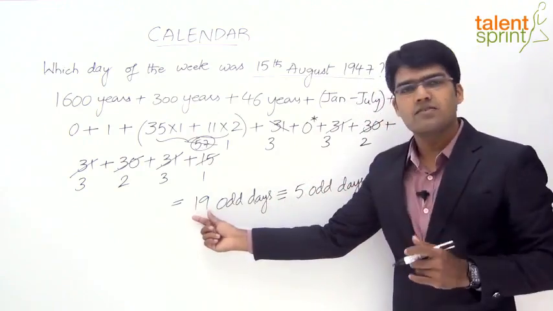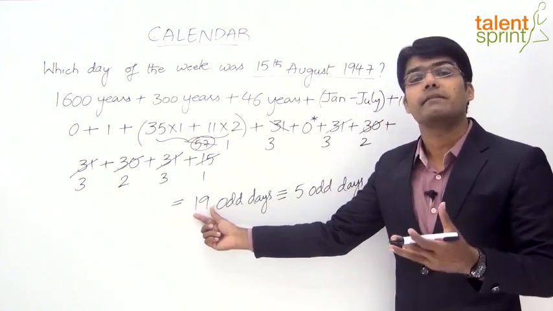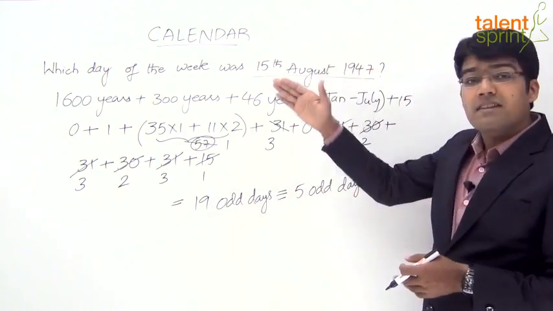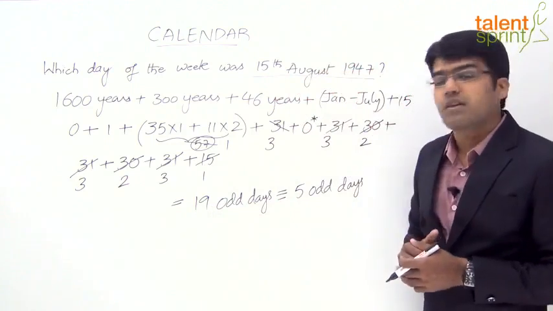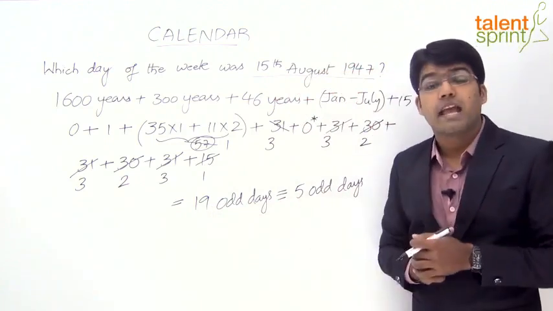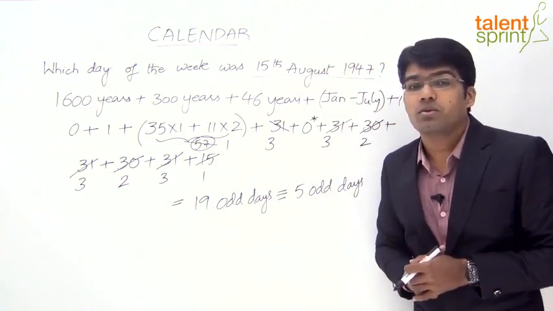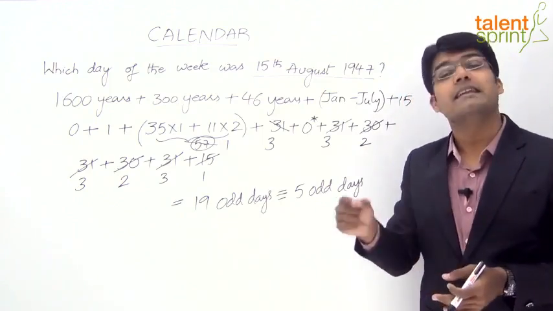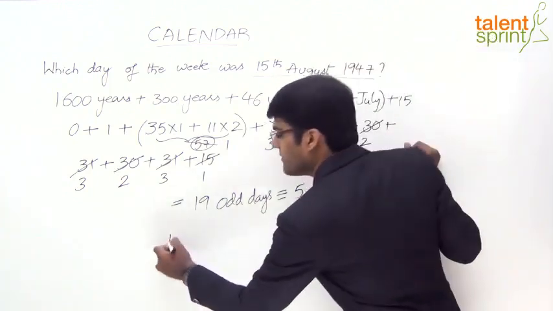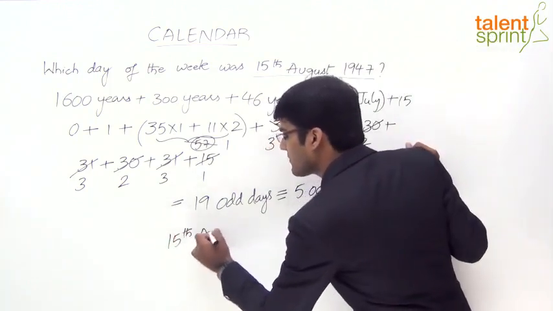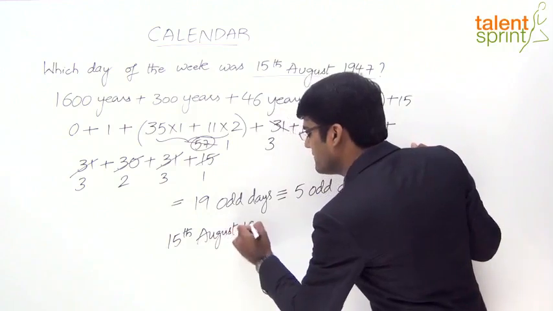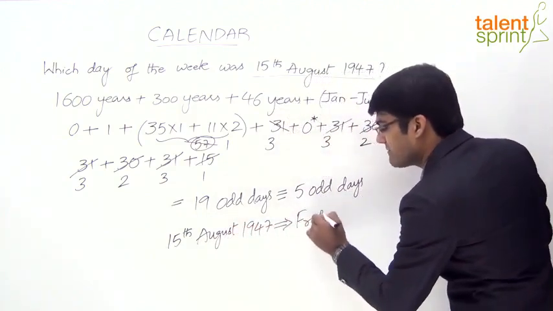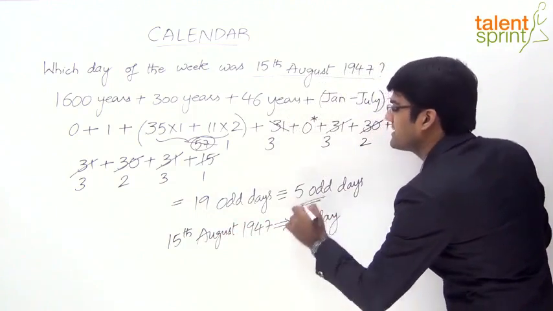Yes or no? 19 days is 2 complete weeks plus 5 days. So altogether now we have understood that from the first day up to 15th August 1947 we have got 5 odd days. And from our reference chart we know that 5 odd days indicates Friday. So we can say that 15th August 1947 was a Friday, since 5 odd days represent a Friday.